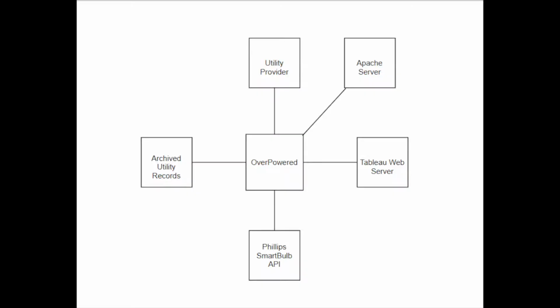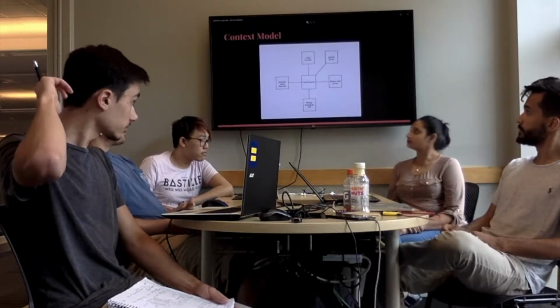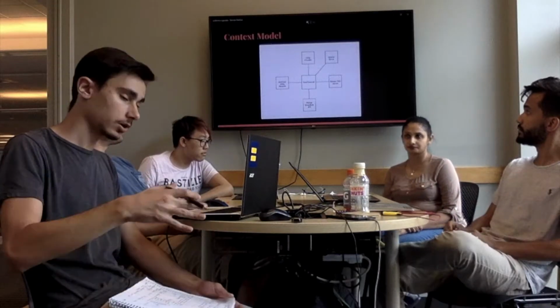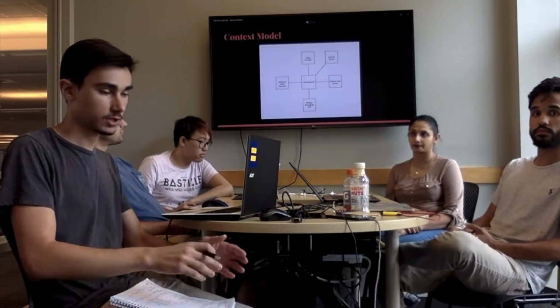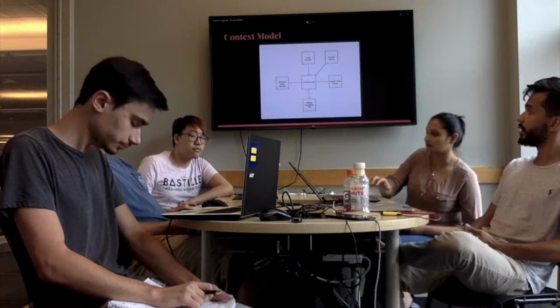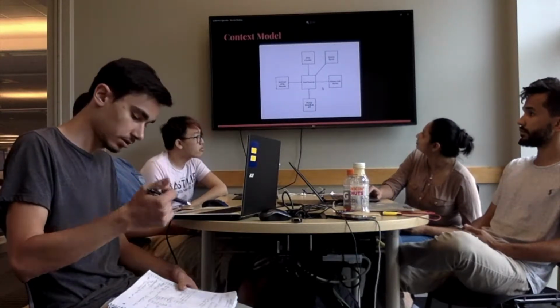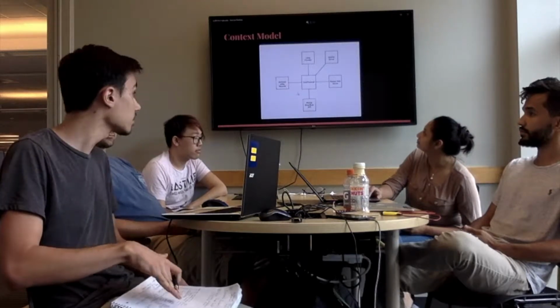So as you can see from our context model, we take as input archive utility records, as well as SmartBulb information and active wattage output. All this information is going to be integrated using Apache server, our Overpowered website front-end and front-end scripts, and the back-end is stored on the GSU Walktime server. From there, to talk a little bit about the use case diagram, we have Ricky.